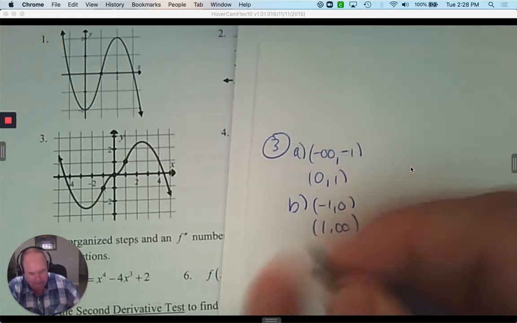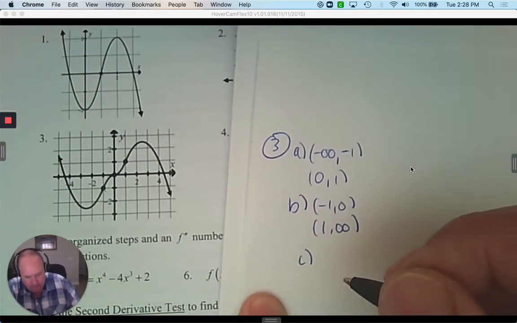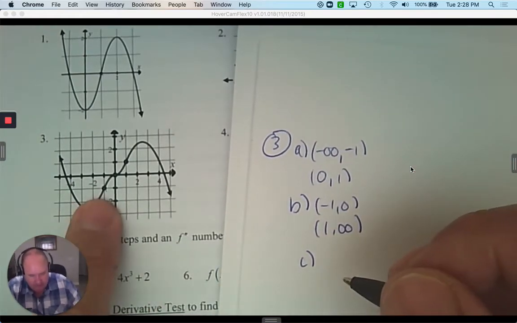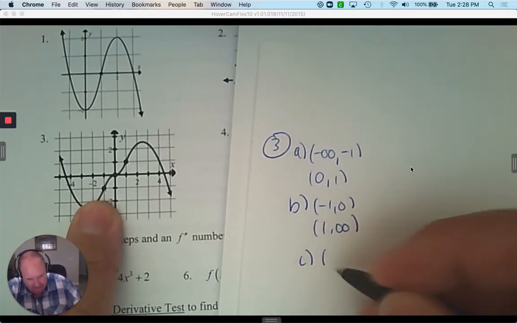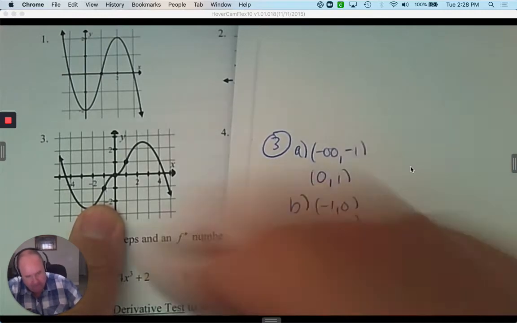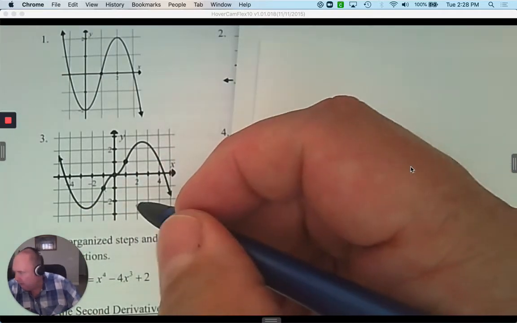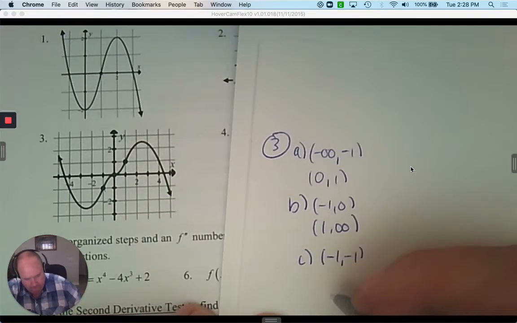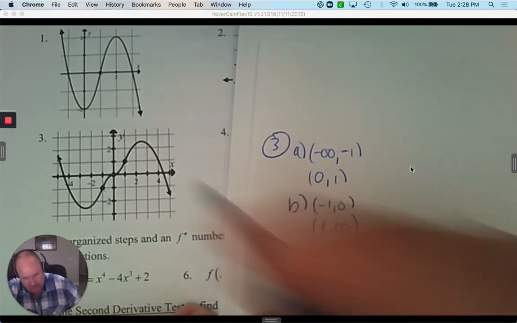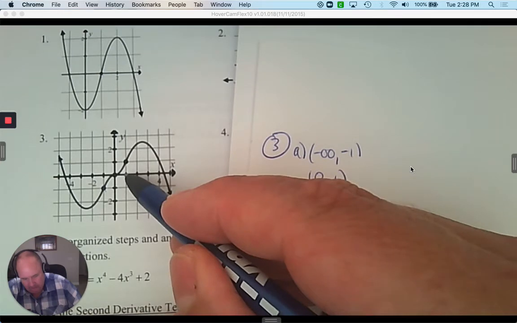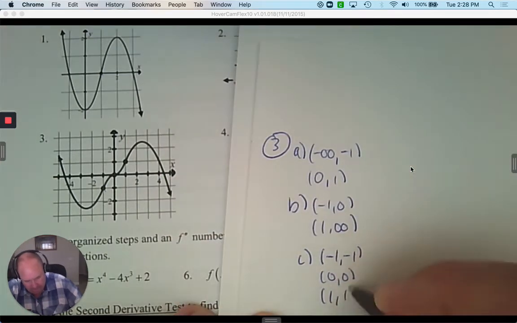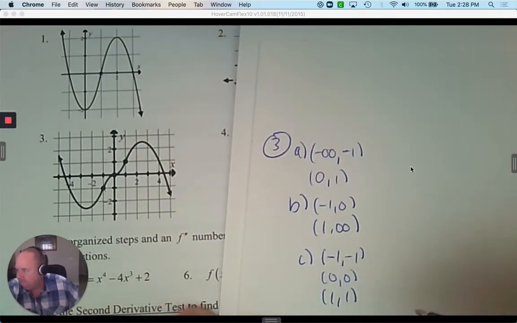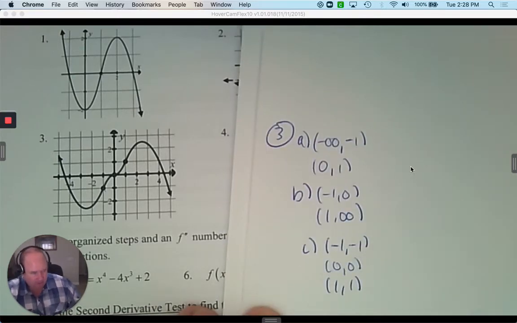There it is. And then at what point does it change concavity? It changes concavity at negative 1, negative 1. It changes concavity at 0, 0. And at what other point does the concavity change? It's at 1, 1. Just double checking to make sure I'm doing it correctly with you, which I am, of course.